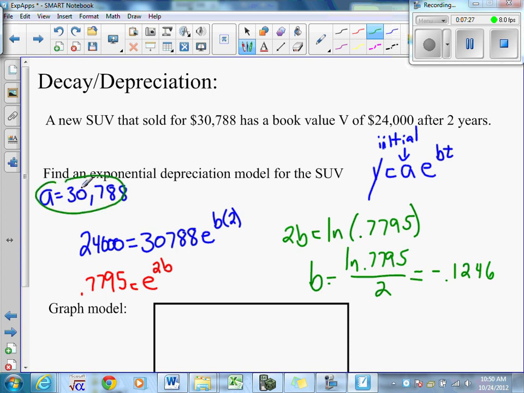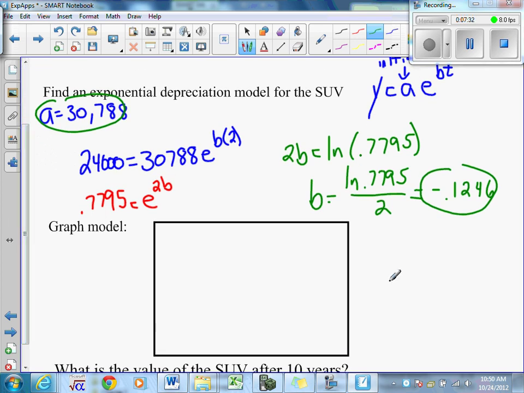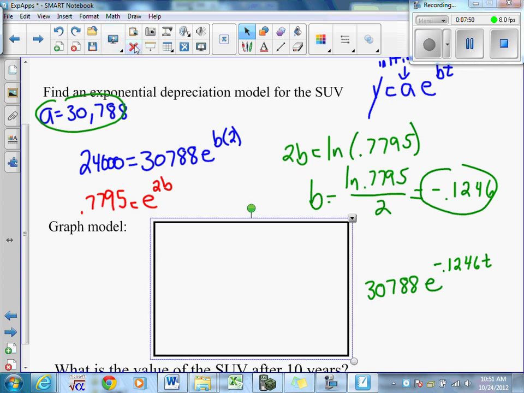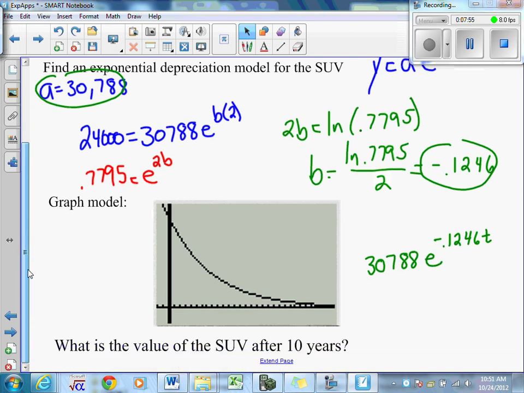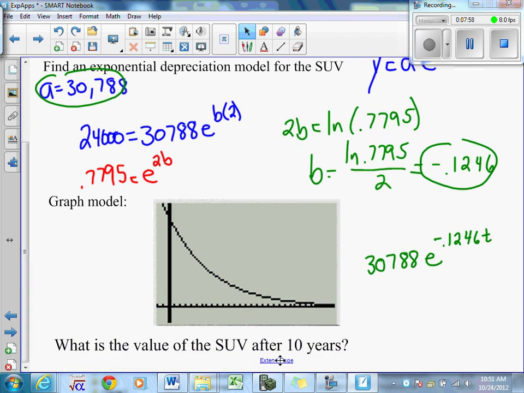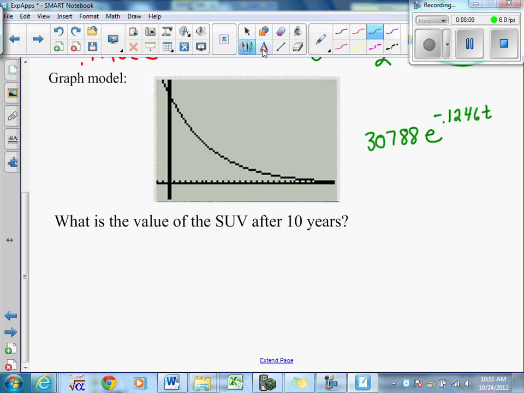So here's my A, here's my B. If I write my equation, this is 30,788 e^(-0.1246t). You can see the exponent is negative, and that tells me it's going down. It's depreciating. So if we want to say, what's the value after 10 years? I'm going to plug in 10.